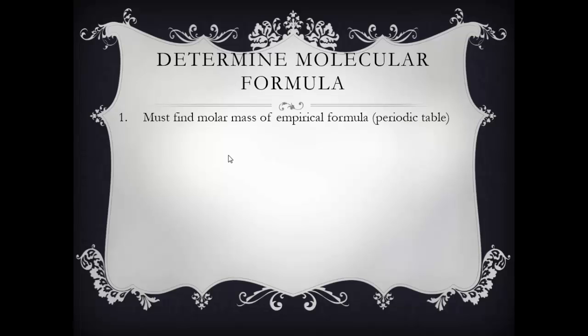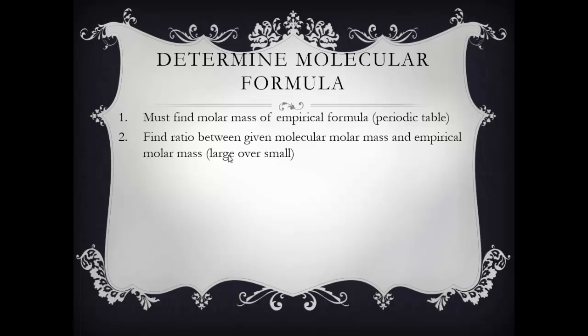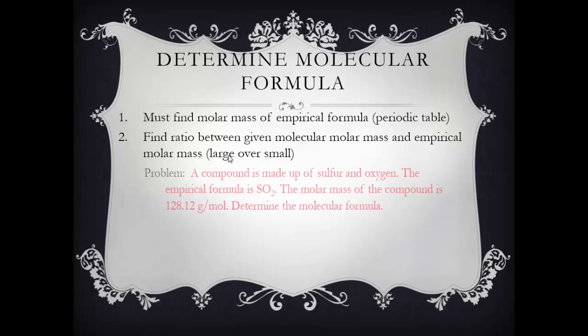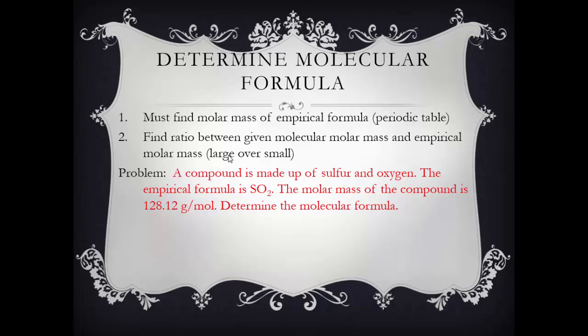So, how do you find molecular? First step is to find the empirical molar mass using the periodic table, just like any other molar mass. 2, you find the ratio between the given molecular mass, so you have to be given the molecular mass, and the empirical, large over small, so it's always going to be molecular over empirical. And whatever ratio that is, you're going to multiply the empirical by that.